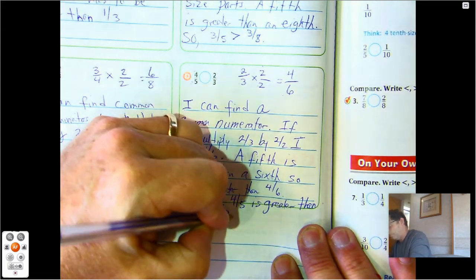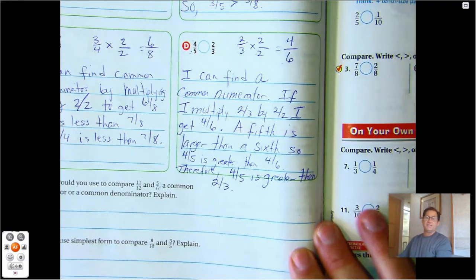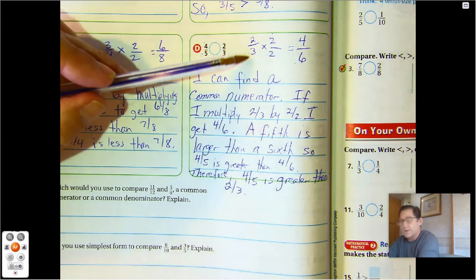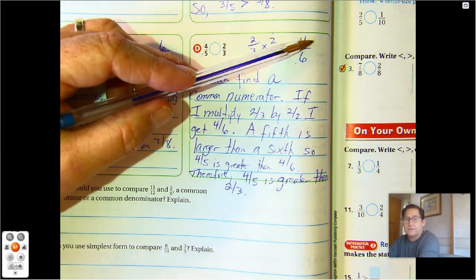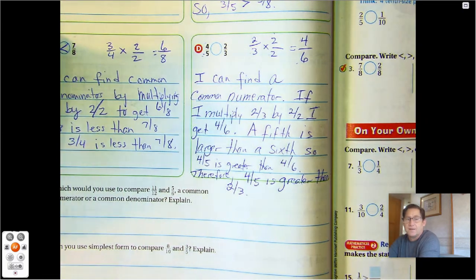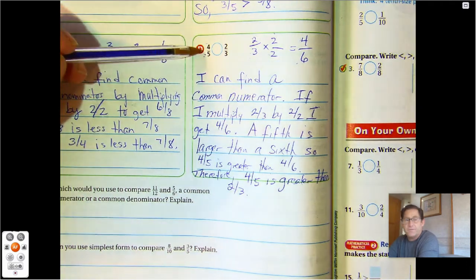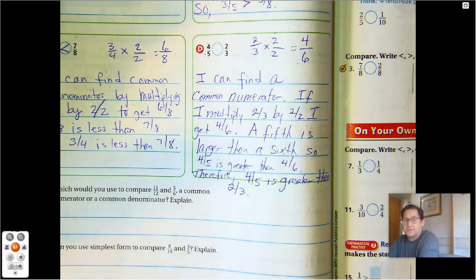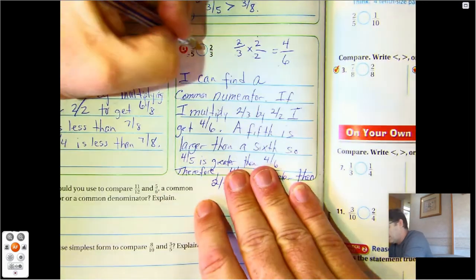All right, so in my explanation, I found a common numerator. If I multiplied 2/3 by 2 over 2, it gave me 4/6. Then I compared 4/6 to 4/5. I know that a fifth is larger than a sixth, so 4/5 is larger than 4/6. Therefore, 4/5 is greater than 2/3.